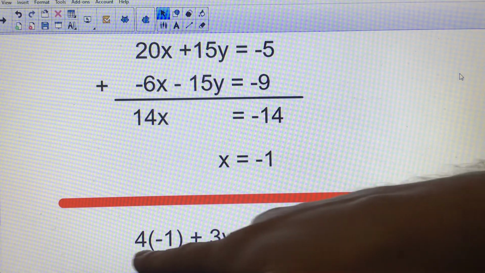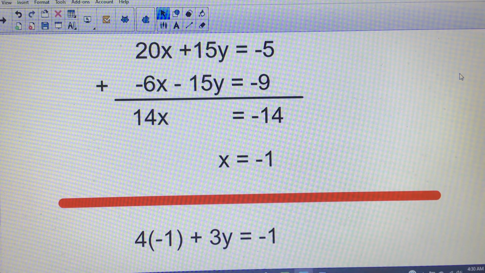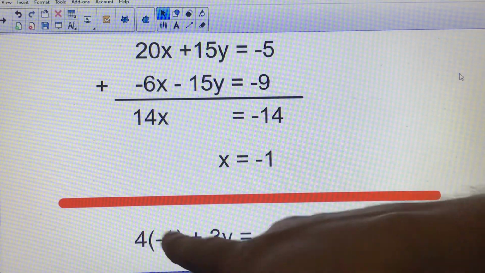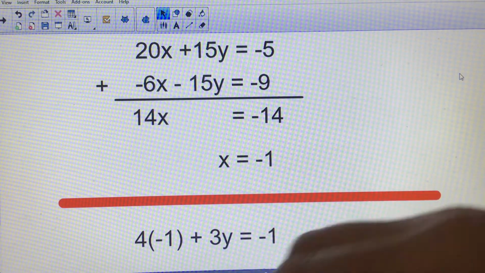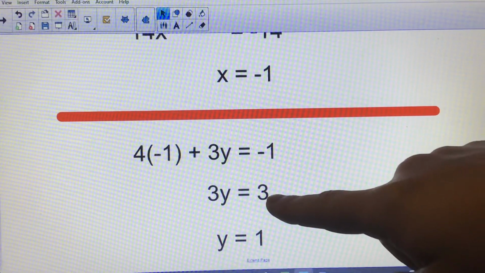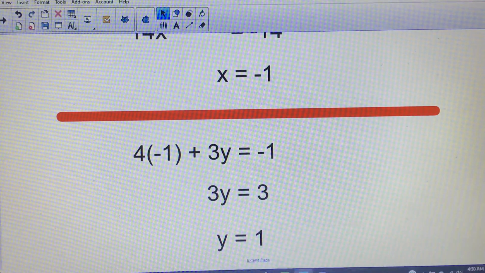So this time I chose the 4x plus 3y equal -1. Plug the x in, and now you can solve for what y is. Well, this comes out as -4, so I'll have to add it over here. If I add 4 to the other side, I'll get 3, and then divide the 3's, and I get y as 1. So notice I get the same solution set.